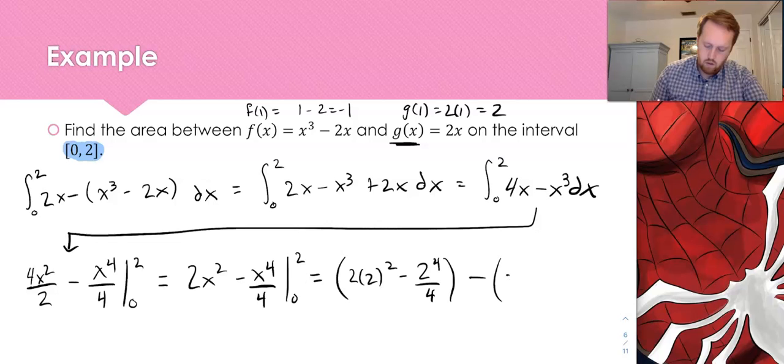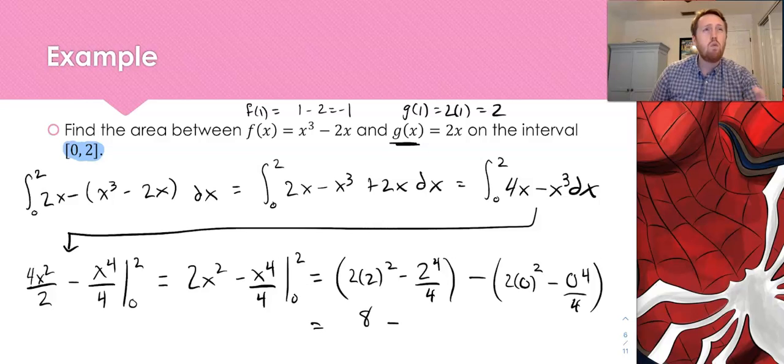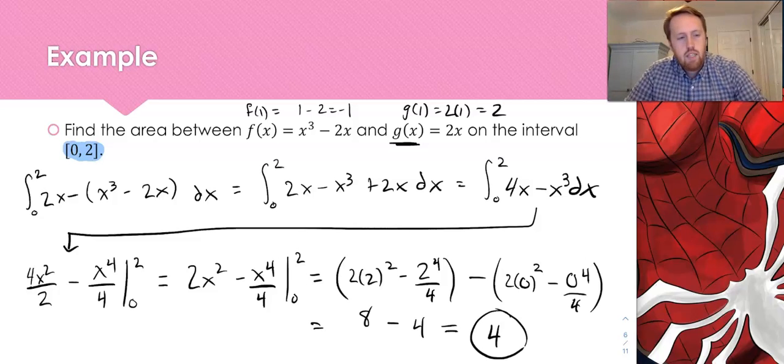Minus plug in 0. And this is a polynomial, so it all goes away for 0. Not that big a deal. And this is 8 minus 2 to the 4th is 16 over 4 is 4. So 4. Ta-da.